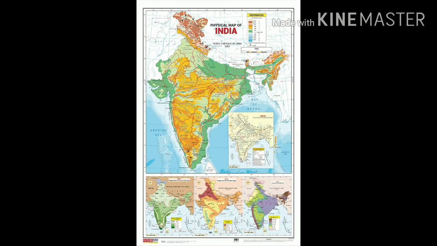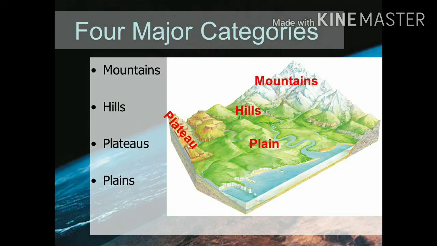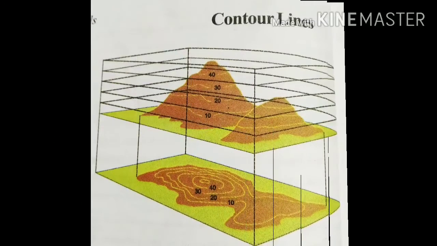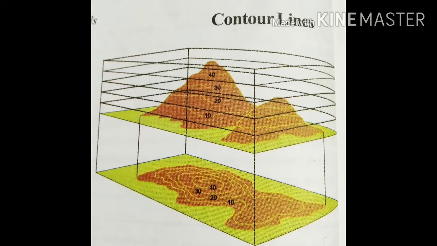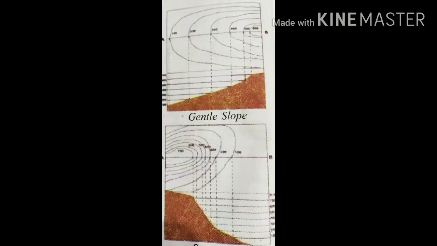Physical maps, we already learned in 6th class, indicate mainly mountains, plateaus, plains, rivers, etc. These we can easily find on the map. But how can you find out the height? How can you represent the height of the land? For this purpose we use contour lines. A contour line is a line joining places with the same height.